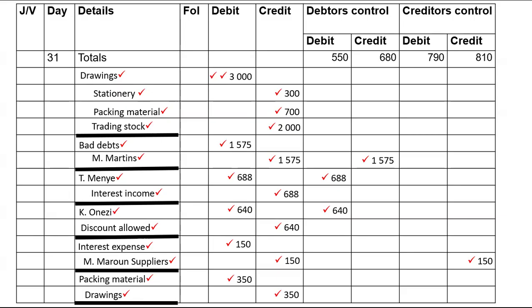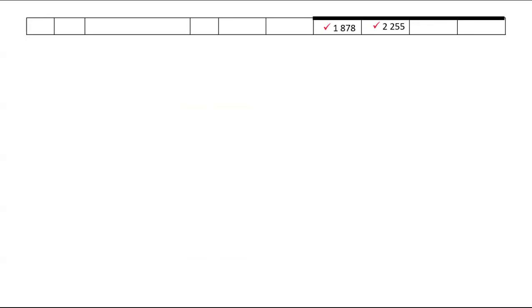Then add all the columns under debtors control and creditors control. Let me count. This question will be out of 1, 2, 3, 4, 5, 6, 7, 8, 9, 10, 11, 12, 13, 14, 15, 16, 17, 18, 19, 20, 21, 22, 23, 24, 25, 26, 27, 28, 29, 30, 31, 32, 33. And then the totals will be 34, 35, 36, 37. And that'll be your general journal.